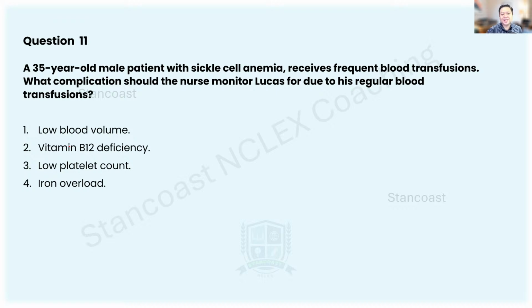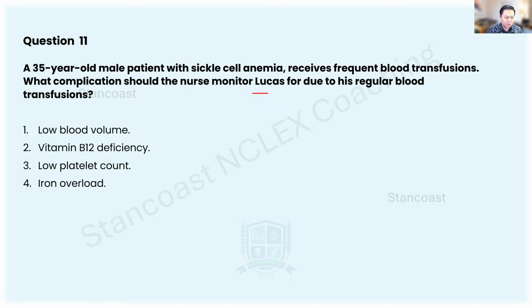Let's move on, guys. Question number 11. A 35-year-old male patient with sickle cell anemia receives frequent blood transfusions. What should the nurse monitor Lucas for due to his regular blood transfusion? Is it 1, low blood volume, 2, vitamin B12 deficiency, 3, low platelet count, and 4, iron overload? I think we have already answered this one earlier, but I just want to gauge if you still recall.